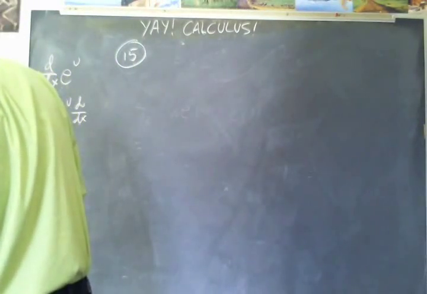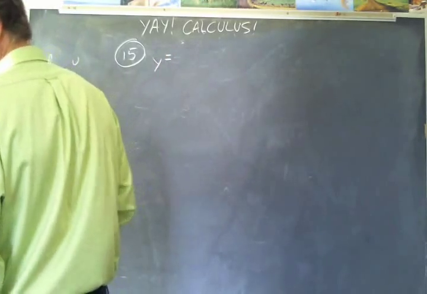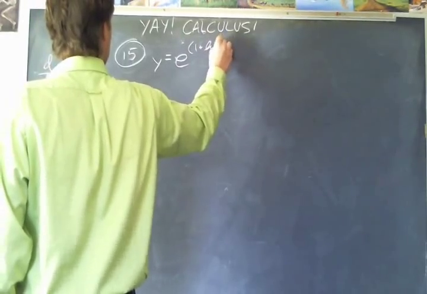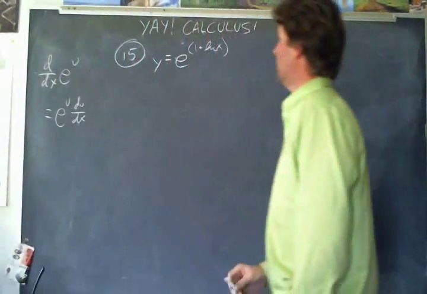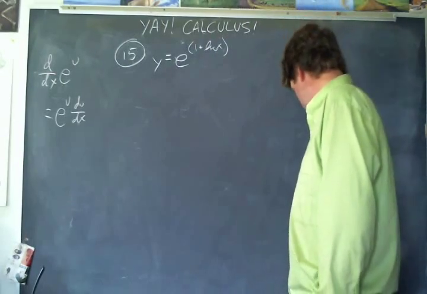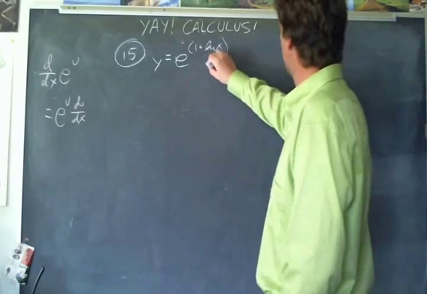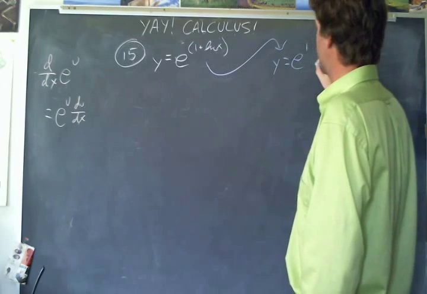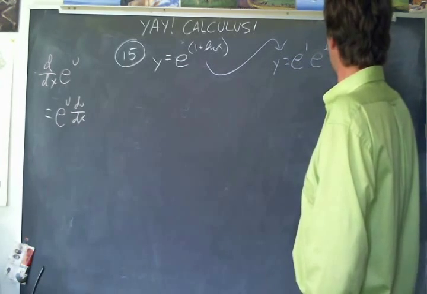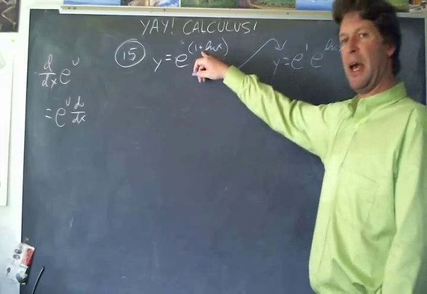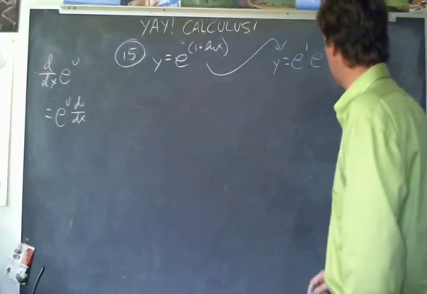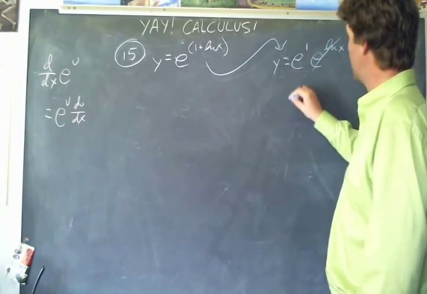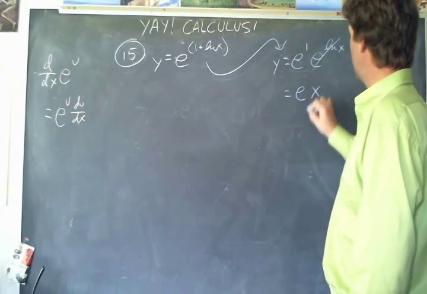Number 15. y equals e to the 1 plus the natural log of x. Now we have e to the 1 plus natural log of x. We're going to have two possibilities with this one again. We could change this to y equals e to the first times e to the natural log of x. When we add in our exponent, that means we multiply. e to the first is just e, and e to the natural log, those are inverse functions, they cancel. So this is the same as e x.